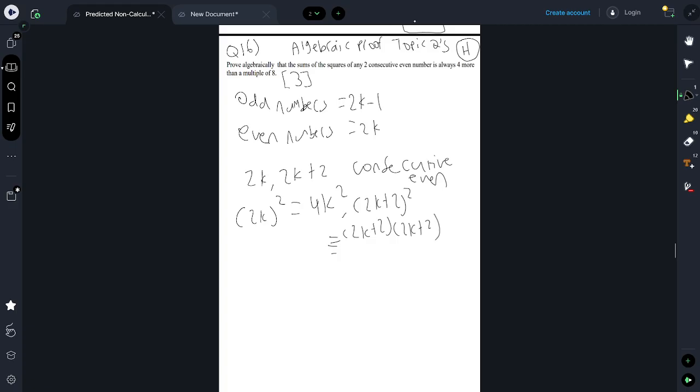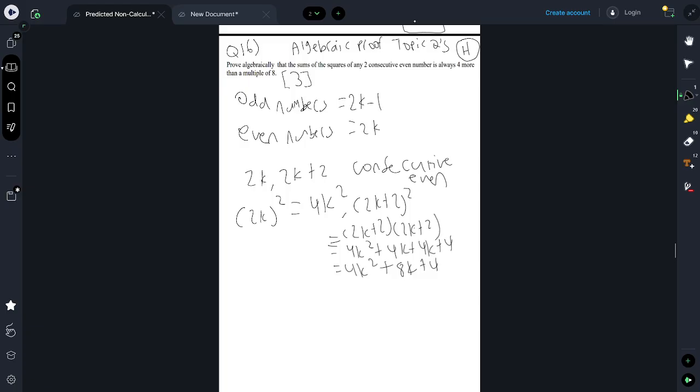So 2k times 2k is going to be 4k squared. 2k times 2 is 4k. 2 times 2k is another 4k. And 2 times 2 is 4. Let's simplify that. So 4k squared plus 8k plus 4 by collecting like terms. Again, to emphasize, if you're squaring a bracket to expand, repeat the bracket. That's what it means.